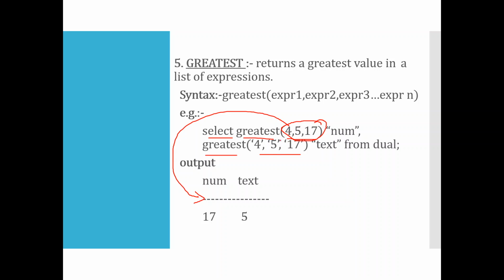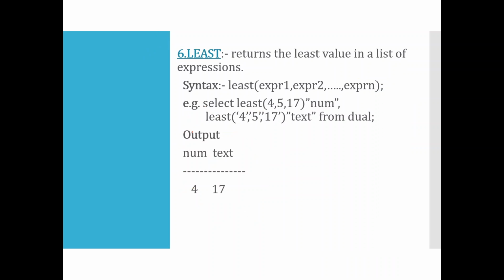But if you are using the greatest function for characters, see, 4 is given as a character, 5 is given as a character, and 17 also is given as a character. So what will it do? It will match the first character of each. What is the first character? 4. 5. 1. Which one of 4, 5 and 1 is greatest? 5, obviously, right? So the answer of greatest for characters will be 5. Clear with this greatest? We are not going to use this greatest function anywhere. Don't worry.